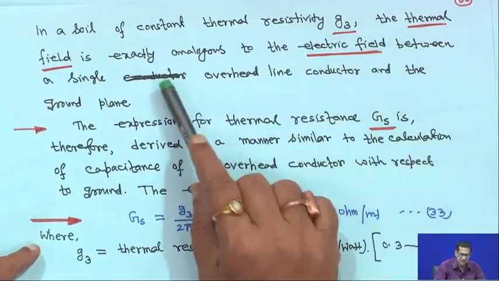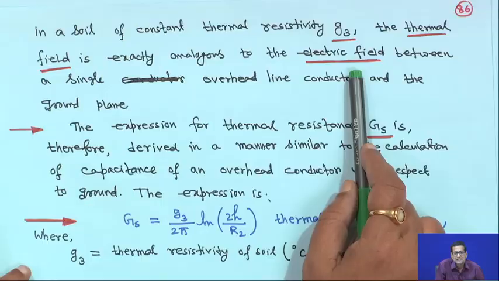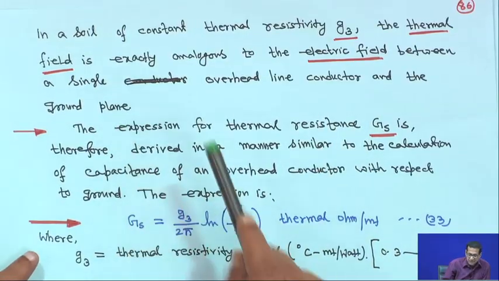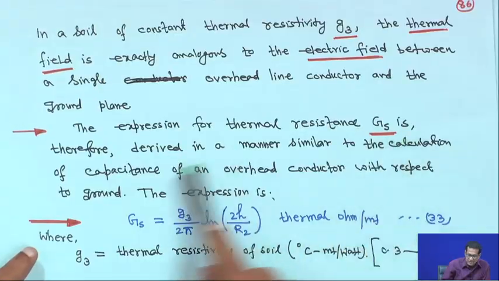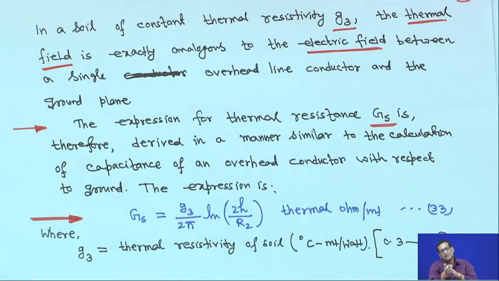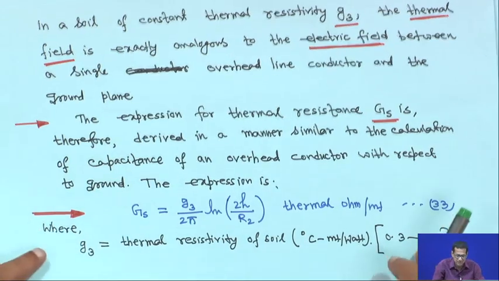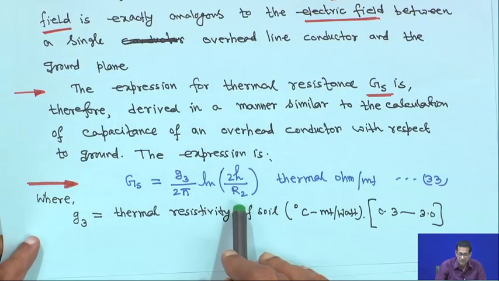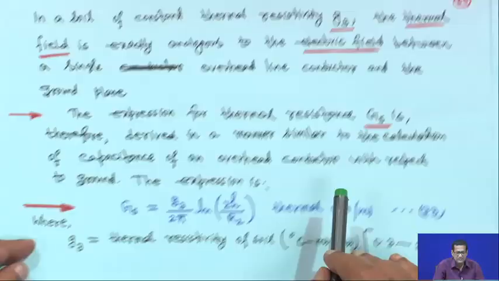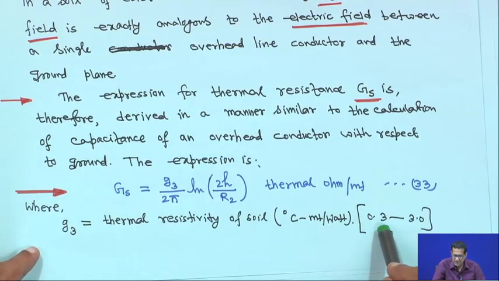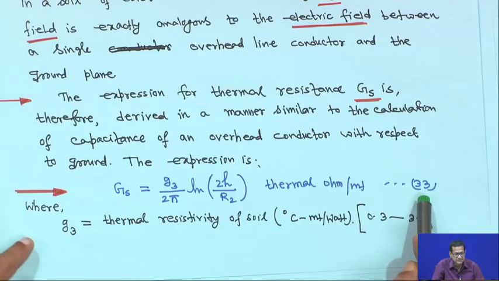say G3, the thermal field is exactly analogous to the electric field. Only the dimension is different for various quantities, but it is analogous to the electric field between a single overhead line conductor and the ground plane. So, the expression for thermal resistance Gs, that is for soil, is derived in a manner similar to the calculation of the capacitance of an overhead conductor with respect to ground. In the capacitance topic, to find the capacitance of an overhead conductor we use the same expression, but analogous to that. Therefore, directly we can write Gs is equal to G3 upon 2 pi ln 2H upon R2 thermal ohms per meter, where G3 is the thermal resistivity of soil, in unit degree centigrade meter per watt, and its value varies between 0.3 to 3. This is equation 33.